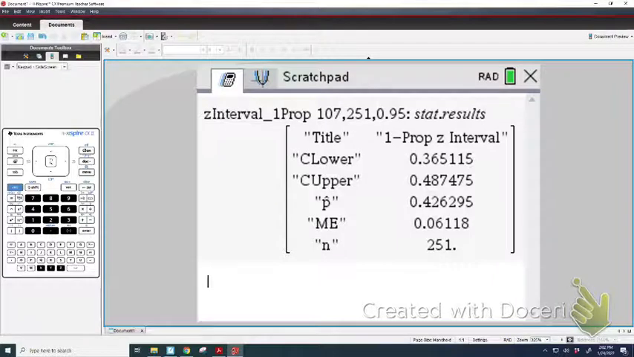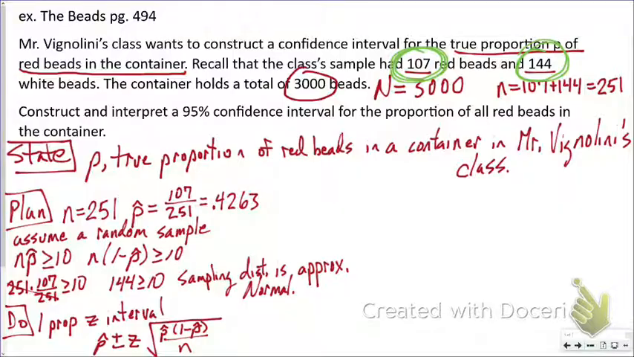They even give you the margin of error on the Inspire. They give you p hat. We want these two numbers. Make sure you write down lower to upper. Don't write the big one first. That doesn't make any sense. So we are going to say our interval is 0.3651 to 0.4875.